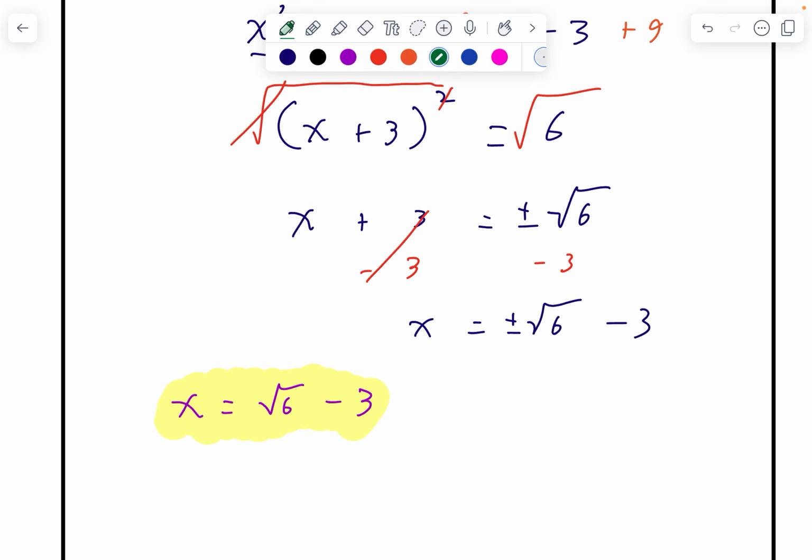Let's go get now the negative answer. And I'm going to put that on the side here. X equals, and it'll be now negative radical 6 minus 3. And again, there's nothing we can do about it. We can't simplify that any further. So that answer stays locked.